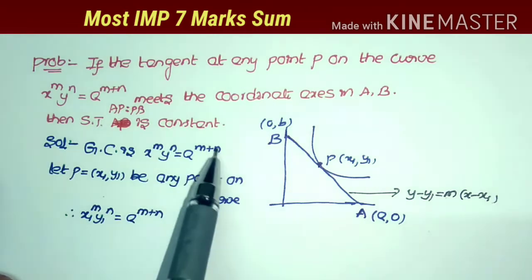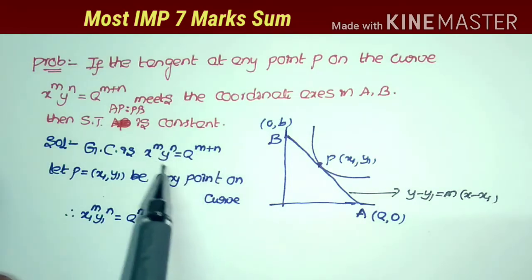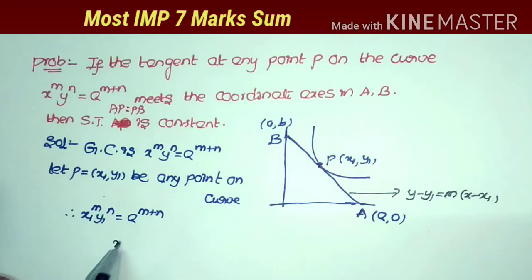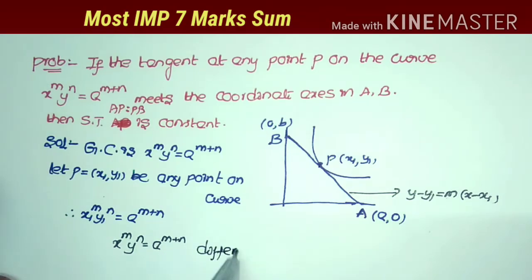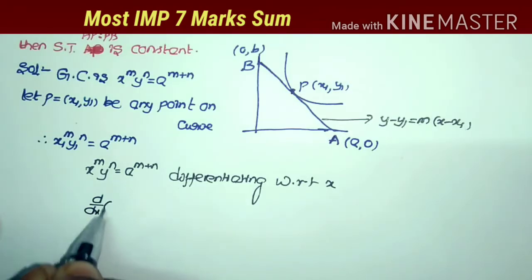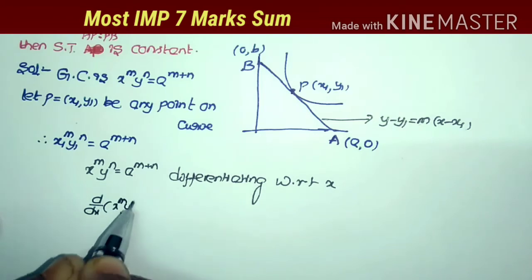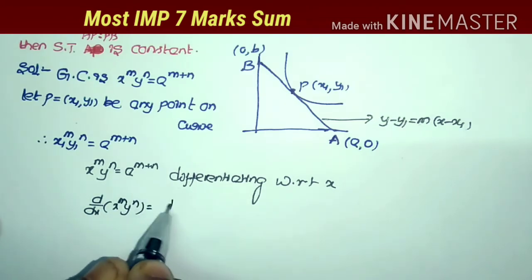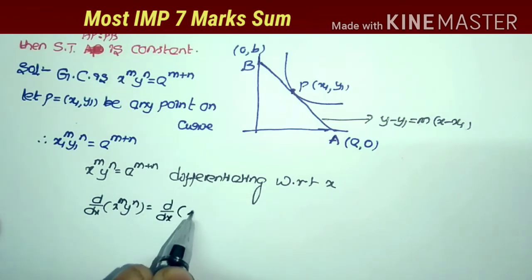To find the slope value, first we take the derivative of the given curve. So write the given curve: x^m y^n = a^(m+n). Now differentiating with respect to x. Differentiating this curve with respect to x, that is, d/dx of x^m y^n = d/dx of a^(m+n).